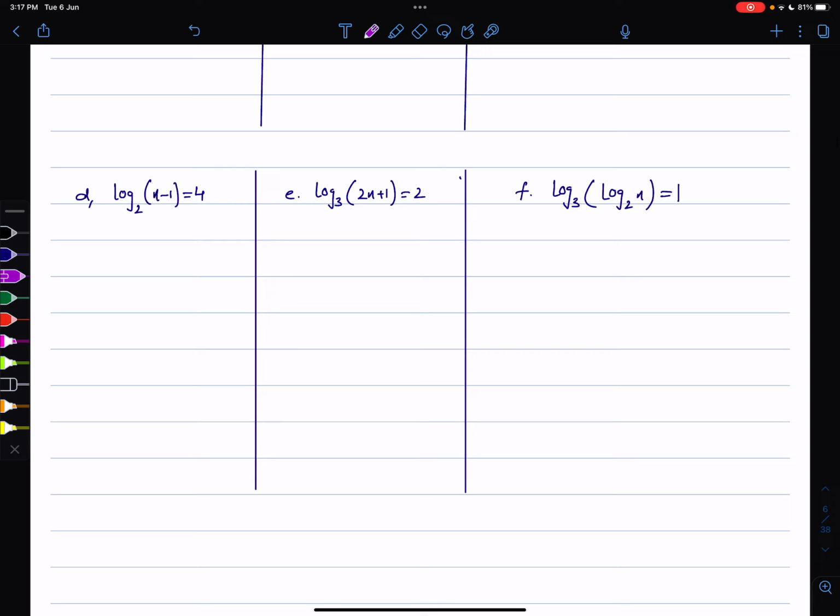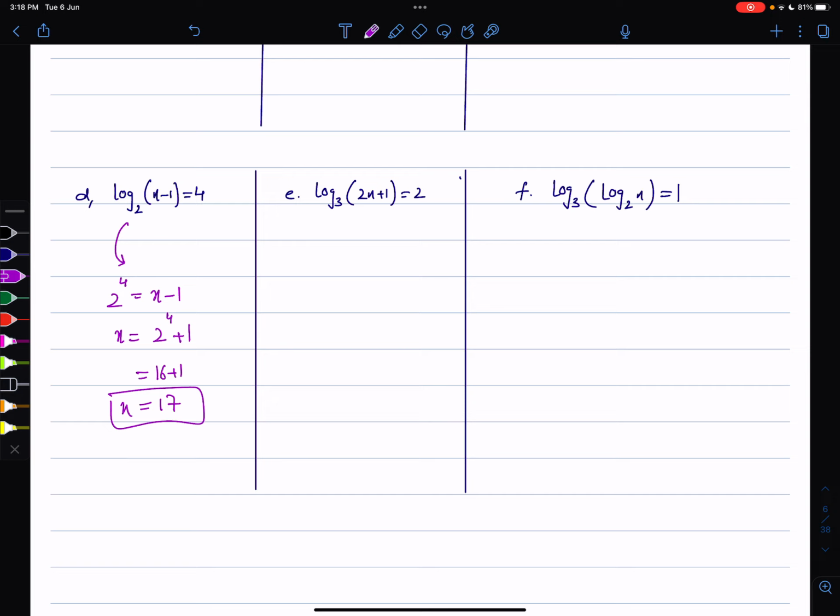Part D says log base 2 of (x minus 1) equals 4. Now this is a log equation. We need to solve for x, so we can convert this into the exponential form. The base 2 raised to the power of 4 is equal to x minus 1. So x is going to be equal to 2 to the power of 4 plus 1. And we can evaluate this using the calculator. 2 to the power of 4 is 16. So 16 plus 1 is 17.